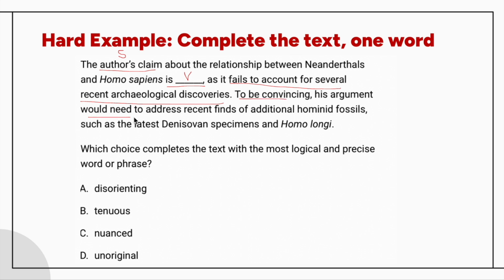The word tenuous means exactly that, something weak, fragile, or poorly supported. In this context, the author's claim is being described as weak because it overlooks key information. That makes B, tenuous, the most logical and precise word to complete the sentence.